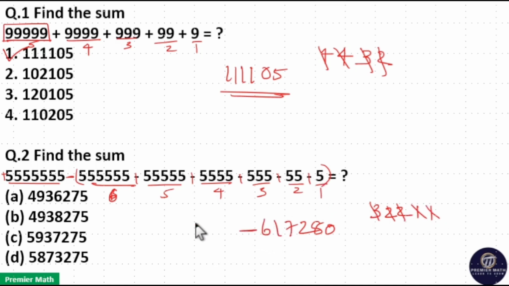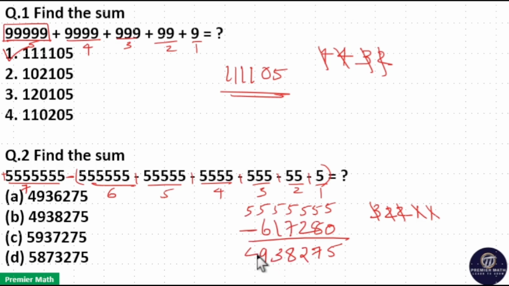Now this is the negative term. Now take the difference between the first positive term and this negative term. Here the first term is 5 repeated 7 times. So take the difference. 5 minus 0 is 5. 15 minus 8 is 7. 4 minus 2 is 2. 15 minus 7 is 8. 4 minus 1 is 3. 15 minus 6 is 9. 4 minus 0, 4. So 4938275. Option B is your answer.